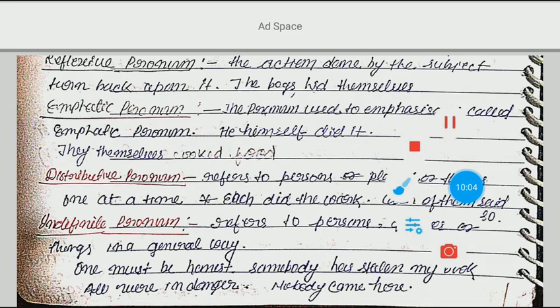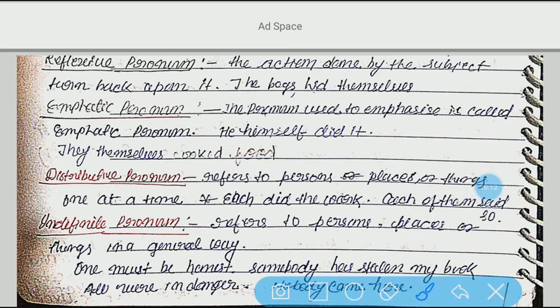Distributive pronoun. Distributive pronoun refers to person, place, or thing. For example, one at a time. Each did the work. Each of them said so. So in distributive pronoun, we use each. All right. We use none also. For example, none of them took part in the race. All right. So these are the examples of distributive pronoun.